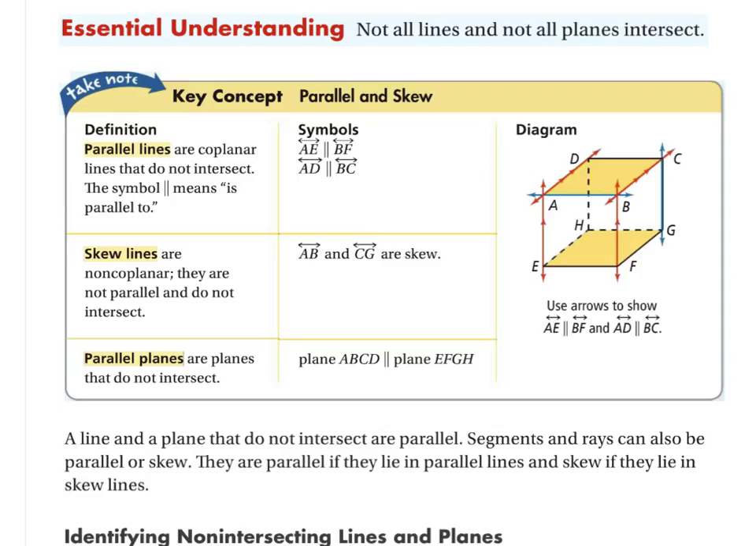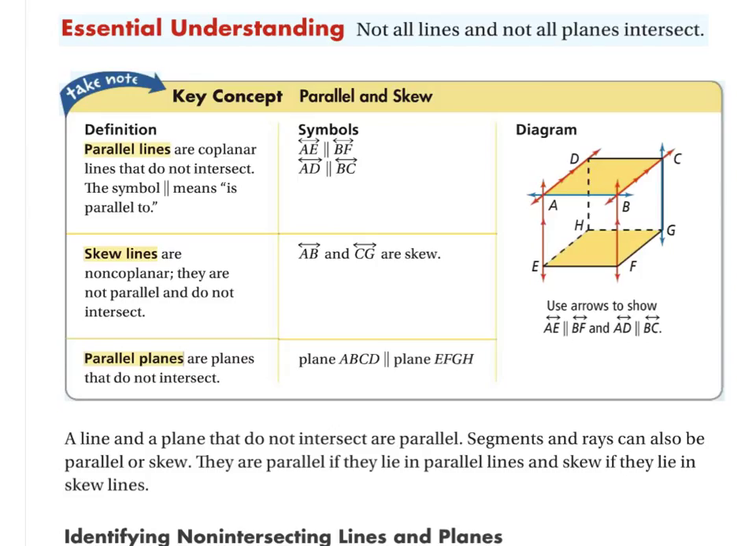Parallel lines. So we could have these guys right here, parallel lines. They have to be in the same plane, unlike skew lines. Skew lines are not considered parallel, but like parallel lines, they never intersect. Skew lines can look like that. They're in different planes. So that's your difference. Parallel lines never intersect, but they're in the same plane. Skew lines never intersect, and they're in different planes.